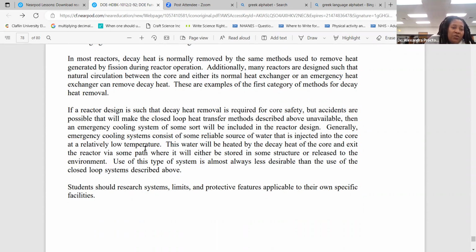Generally, emergency cooling systems consist of some reliable source of water that's injected into the core at a relatively low temperature. This water is heated by decay heat of the core and exits the reactor via some path where it will either be stored in some structure or released to the environment. Use of this type of system is always less desirable than the use of the closed loop systems described above.